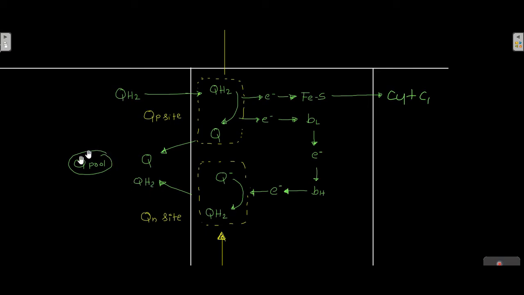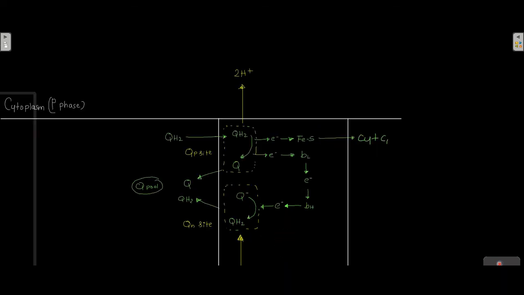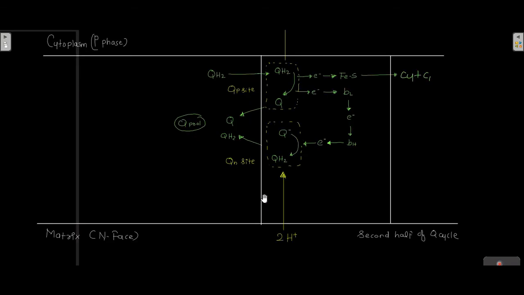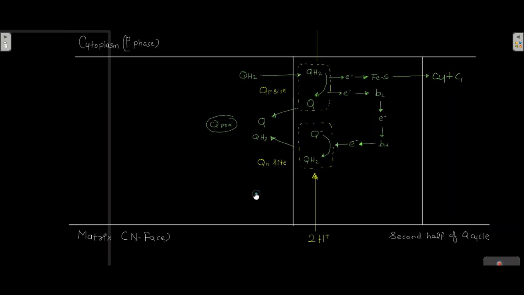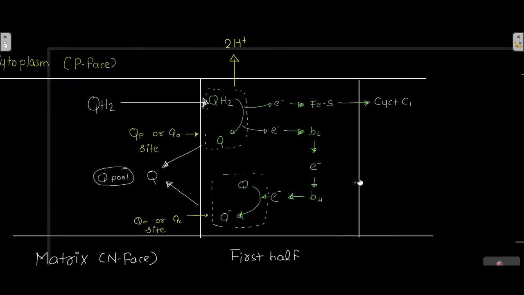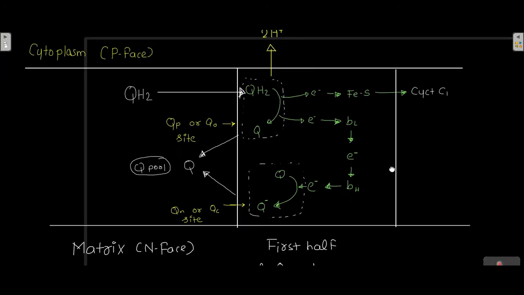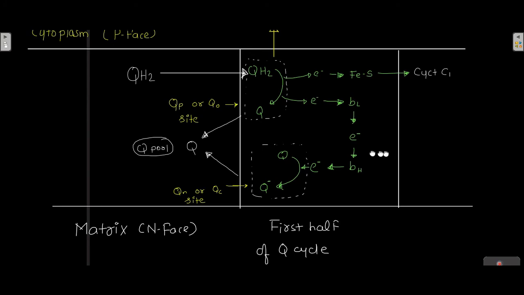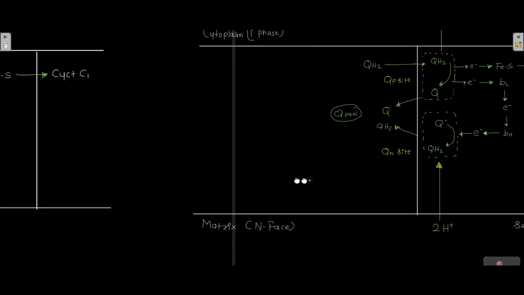This is the QP site where the second QH2 is binding, and this is the QN site where the bound Q minus is present. That is how the Q cycle operates in the mitochondria. This is the first half of the Q cycle, and this is the second half of the Q cycle.